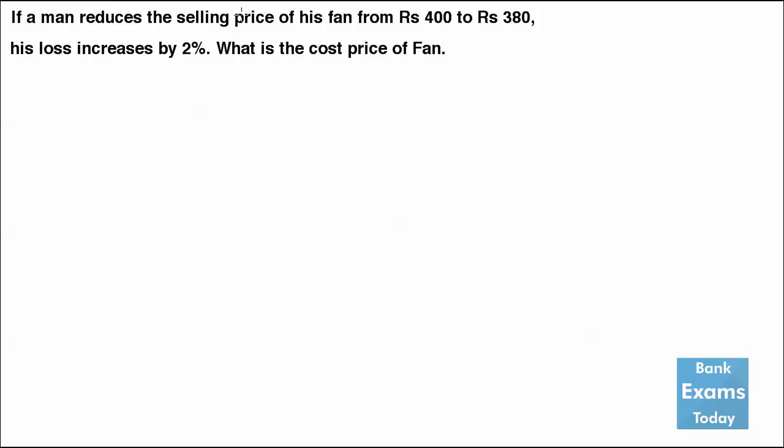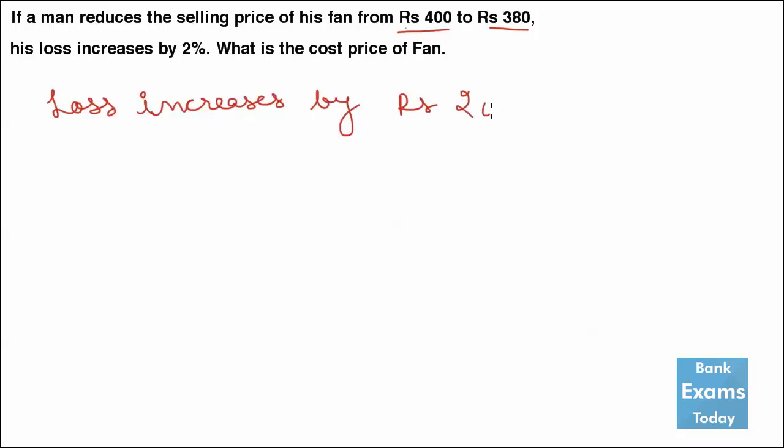First of all, when the man reduces the price of the fan from rupees 400 to rupees 380, his loss increases by rupees 20. And in percentage, the loss increased by 2%. So 2% of the value of the cost price of the product is 20 rupees.